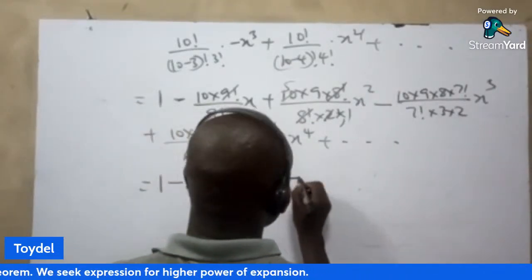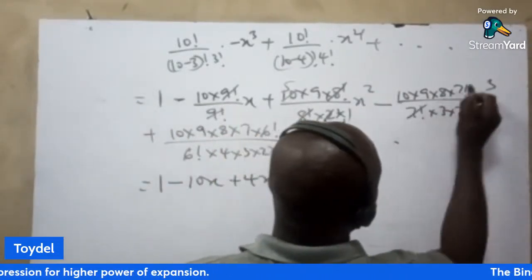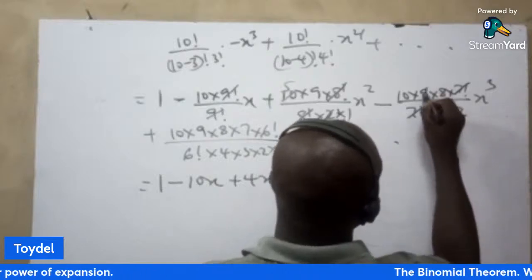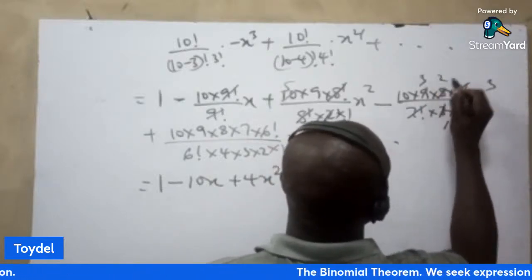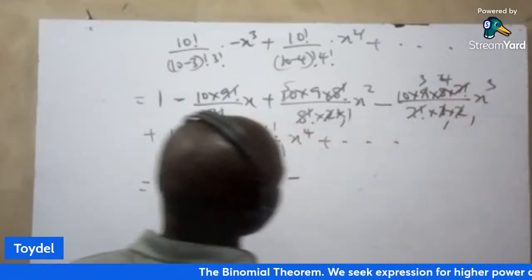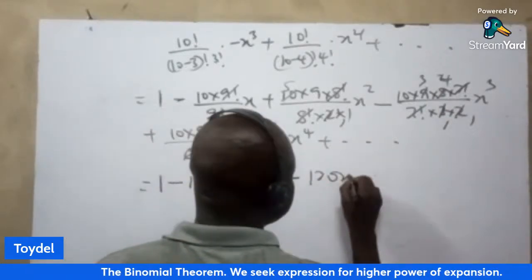Then minus here, 7 factorial, we cancel 7 factorial. 3 here 1, 3 here 3. 2 here 1, 2 here 2. 2 here 4. 4 times 3, 12. 12 times 10, that's 120x cubed.